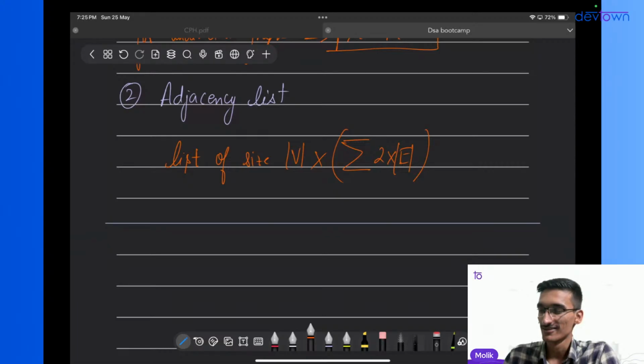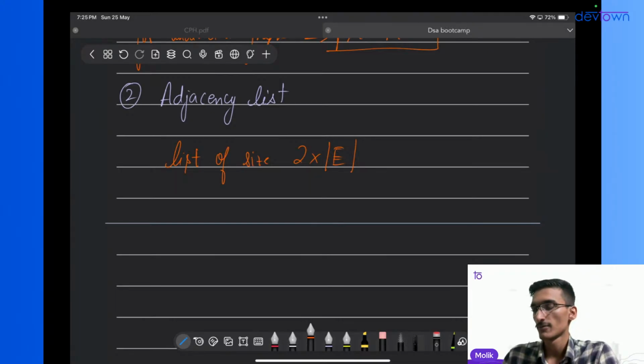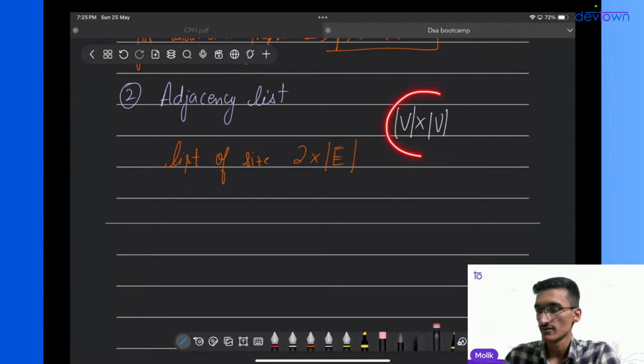Now this might be a little tricky, or is it like this? No, it's not. Sorry. The idea behind this is the size is basically like this. The size reduces to this. Now think about it. Compare these two quantities.